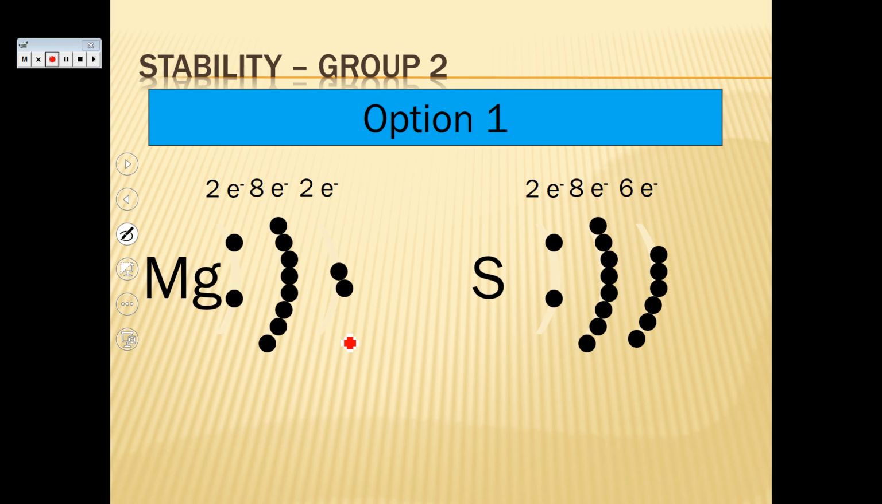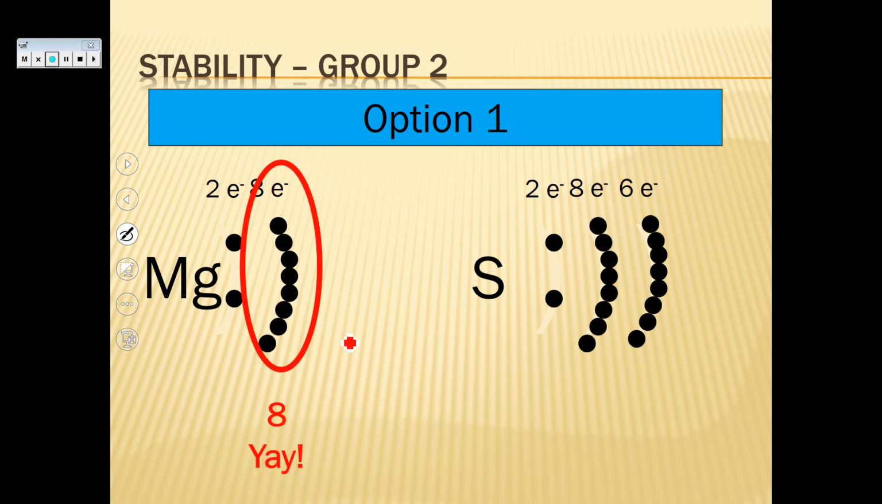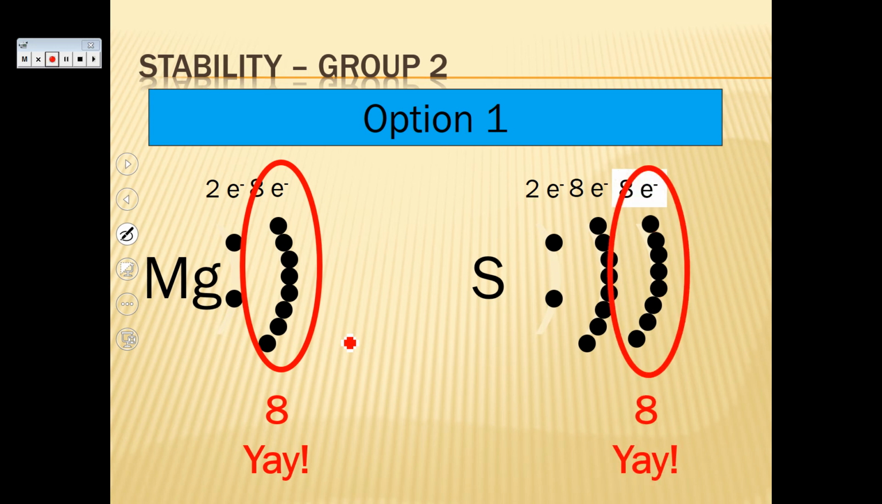Let's take a look at group 2 and group 6 compounds. Magnesium, which has a configuration of 2, 8, and 2, and sulfur, which has a configuration of 2, 8, and 6. In order for magnesium and sulfur to both achieve 8 electrons in their valence shell, one of 2 things can happen. The 2 electrons from magnesium can be pulled over to sulfur, thus eliminating the 3rd ring, and magnesium having 8 in its new outer shell, and sulfur also now having 8 in its outer shell.